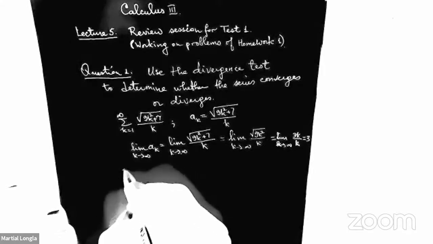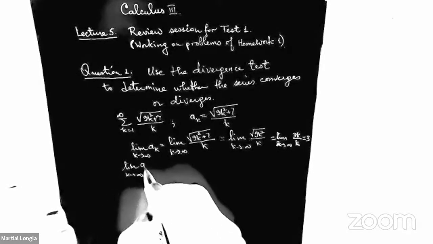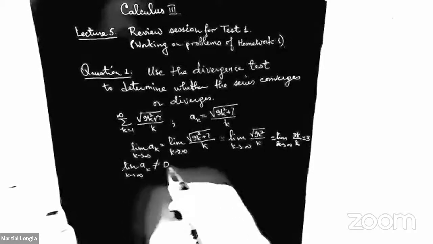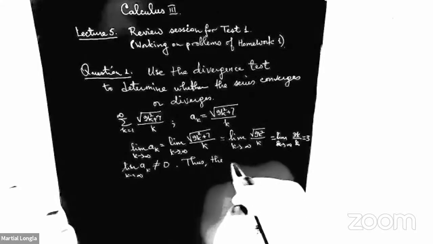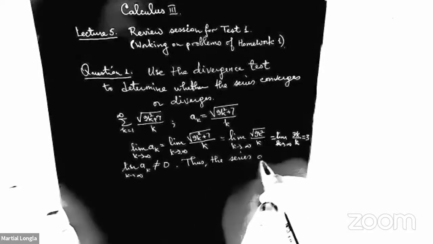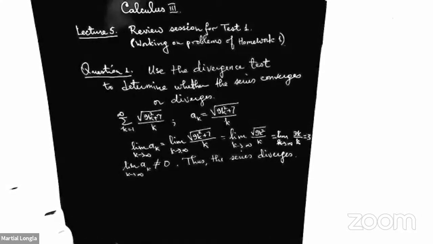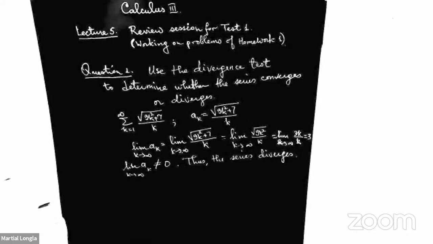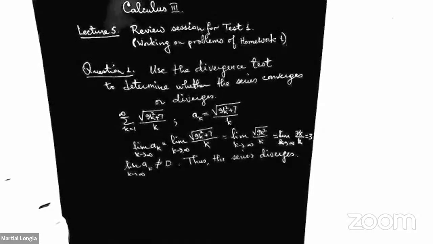And so the limit as k goes to infinity of a_k is not equal to 0. Therefore, the series diverges. That's it. There's nothing else about that. You need to know the rule and be able to compute the limit. Two things: know the rule, be able to compute the limit. Any questions on this?